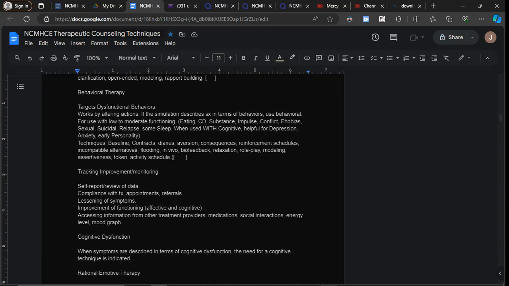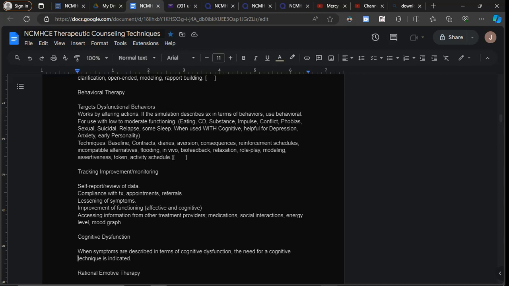Techniques for behavioral therapy include baseline, contracts, diaries, aversion, consequences, reinforcement schedules, incompatible alternatives, flooding, in vivo, biofeedback, relaxation, role play, modeling, assertiveness, token, and activity schedule.